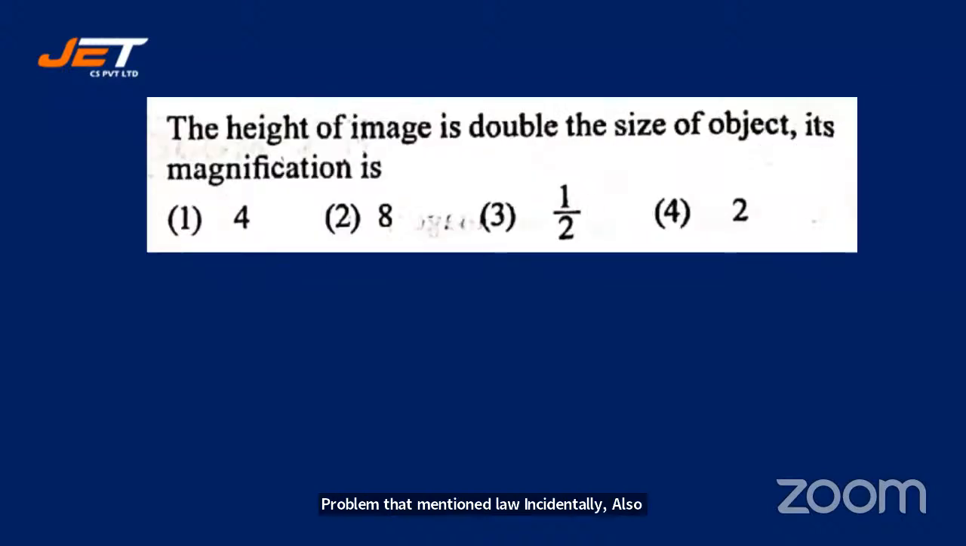Okay, and a couple of problems are repeated from the last time because most of you have gone wrong. So I want everyone to answer this correctly, perfectly correctly. Now that should be perfect. The answer should be perfect in one go. The height of the image is double the size of the object. Its magnification is. It's a very important formula actually.